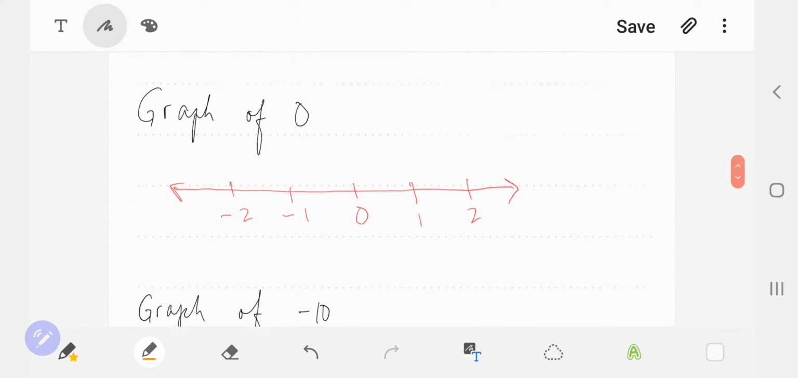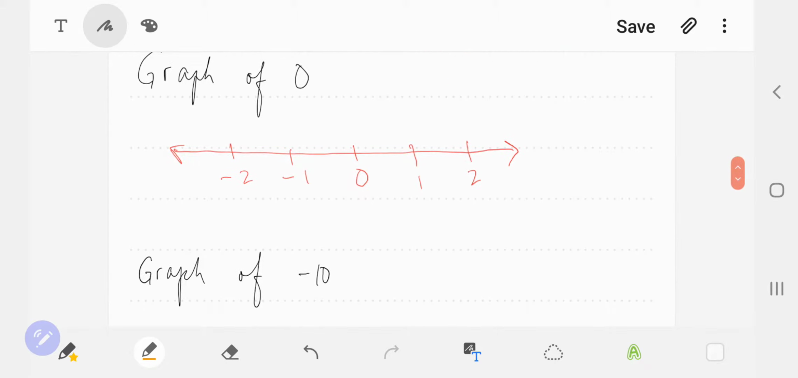the absolute value of 6 is 6. What about the graph of 0? This is your number, 0, and we're not moving anywhere, but we just create a point on the number line, and therefore the absolute value of 0 equals 0. 0 is not positive, and it is also not negative. So it's a neutral number.